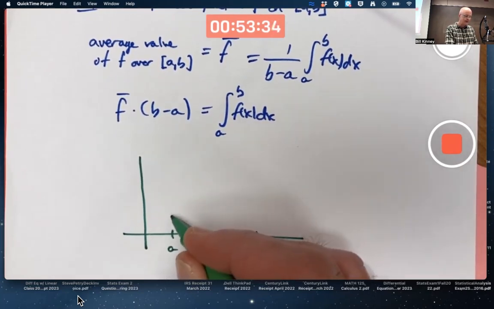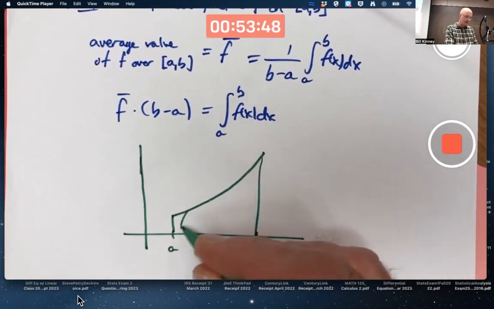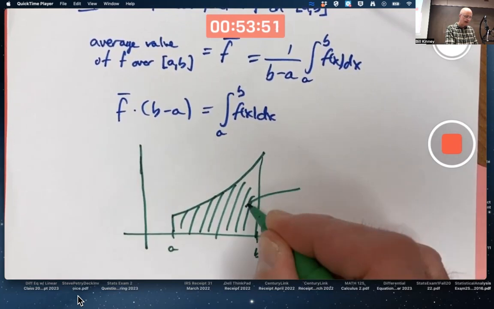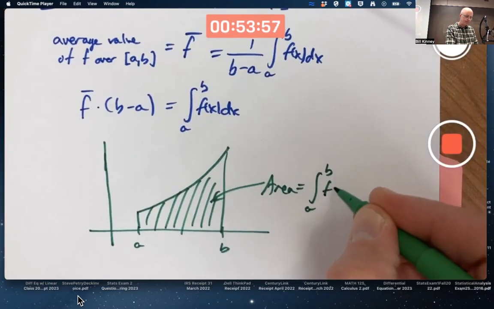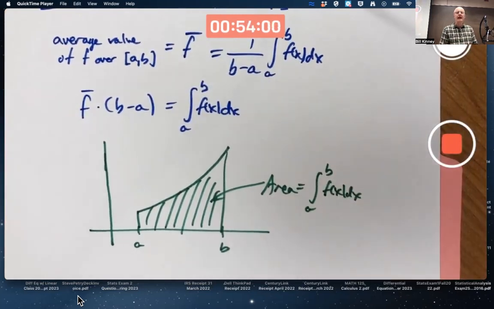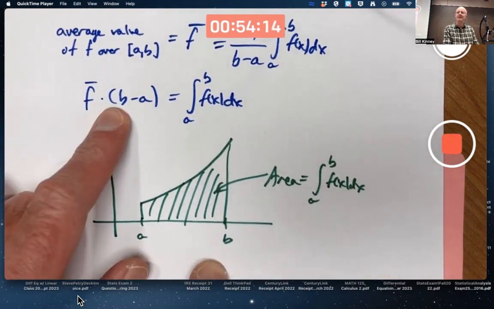Let's say our graph is increasing and concave up, just like our x squared example. Let's say it looks like that. The integral, of course, represents the area under the curve. The area of that is the integral. F bar, the average value, is a number that can be interpreted as a height of a rectangle with base from a to b, whose area is the same as the area under the curve.